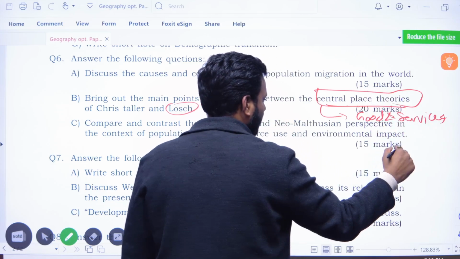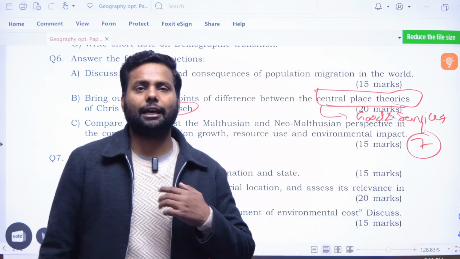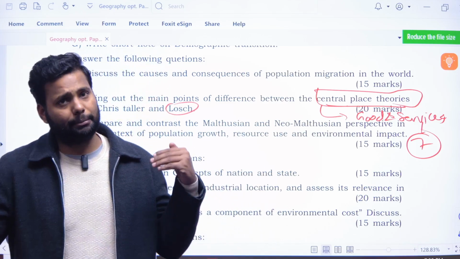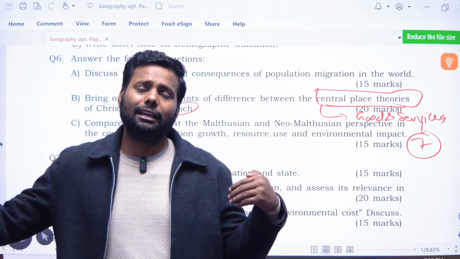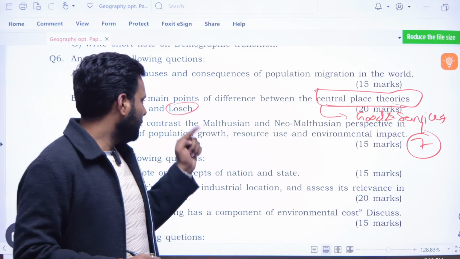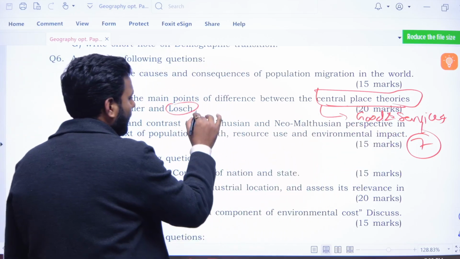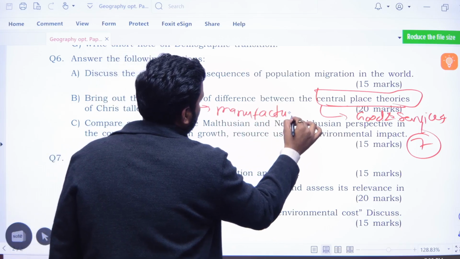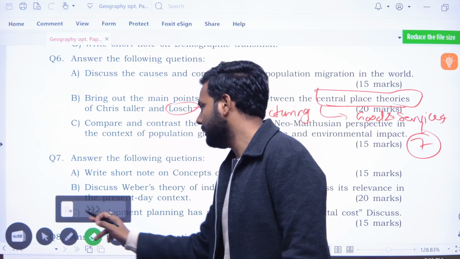And Christaller talks about the 7 hierarchical system. Christaller's principles are based on the marketing principle, the transportation principle, and the administrative principle, whereas Losch did not give any new theory, he only modified Christaller's theory. And Losch is saying that the central place is not the point of goods and services, it is the manufacturing point, manufacturing hub. So in this context, you have to just simply mention this.